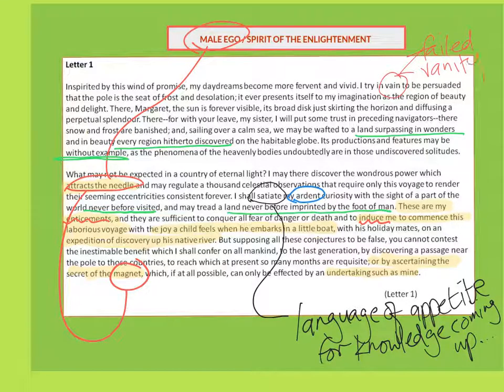But let's talk God. So Robert says he's going to find the secret of magnetism in the North Pole, and that will bring about the inestimable benefit, I mispronounced that earlier, inestimable benefit which I shall confer on all mankind to the last generation. Now, if you look at the verb confer there, it's almost like gifts from heaven. So, I am God, I will be benevolent and kind. Kindness comes up later, of course.